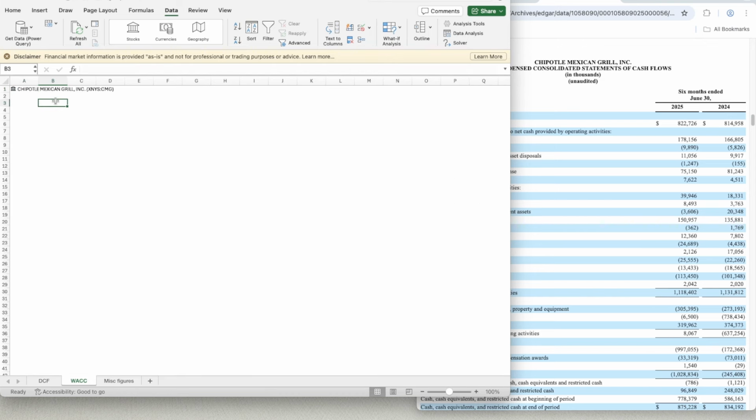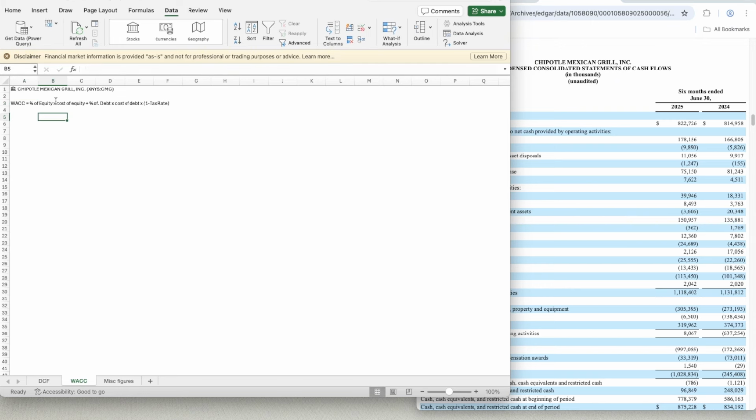Okay, now what we need to do, the WACC equals the percentage of equity times the cost of equity plus the percentage of debt times the cost of debt times 1 minus the tax rate.